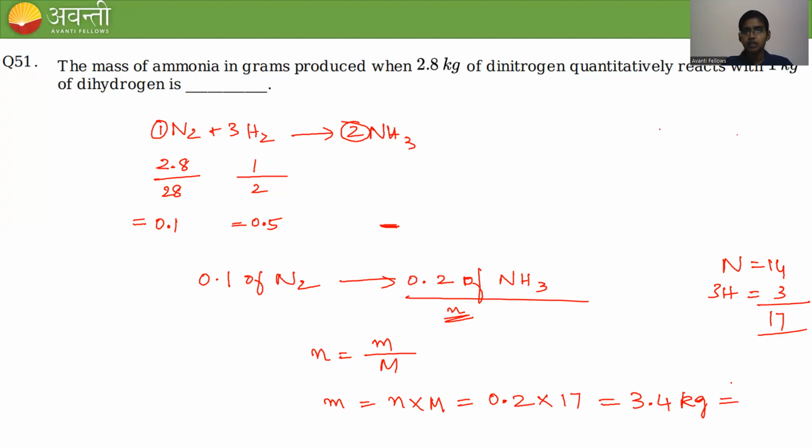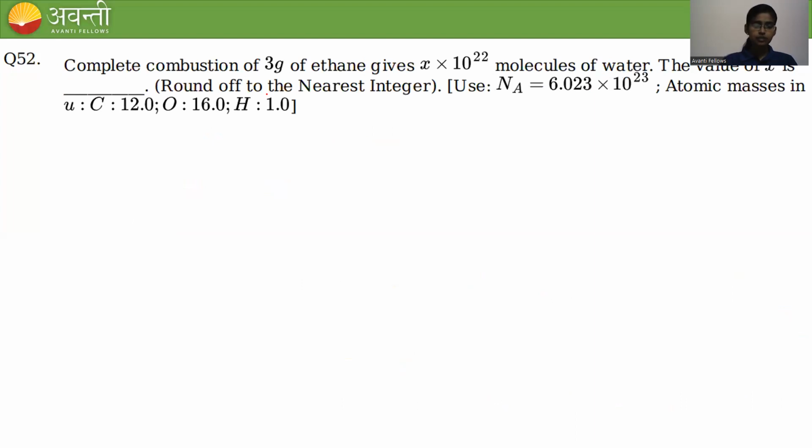And in terms of grams, we have to find out, right? So it will be 3,400 grams, 3.4 into 10 to the power 3 gram. Okay, so the answer is 3,400 grams. Got it? Yes.